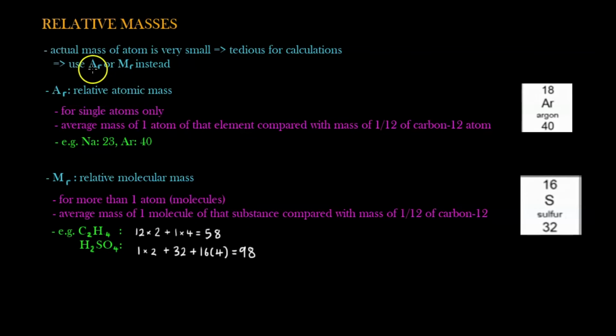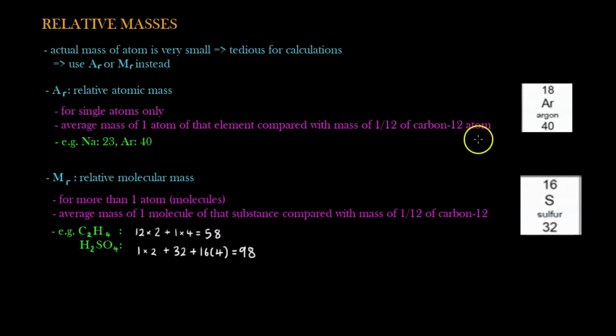Instead, what we use is called AR or MR. Okay, let's start with AR. AR is called the relative atomic mass. Basically, it's for single atoms only, like in the case of sodium that we saw just now, which is 23. Basically, this is the definition you have to remember for AR and MR.